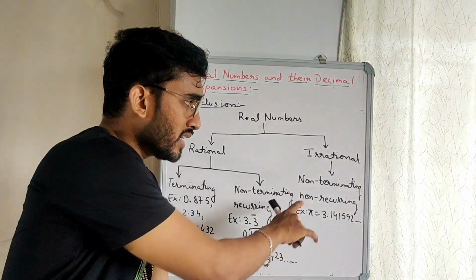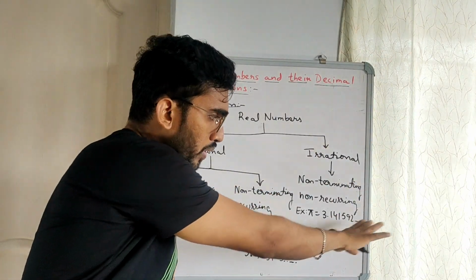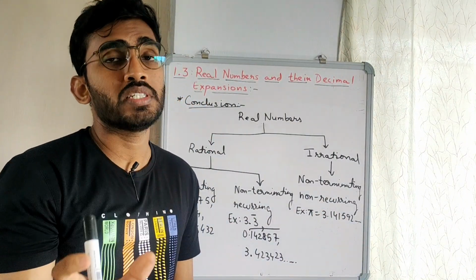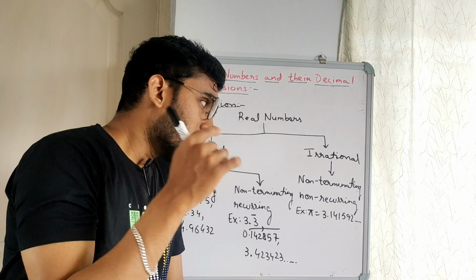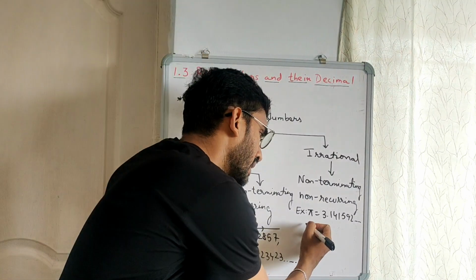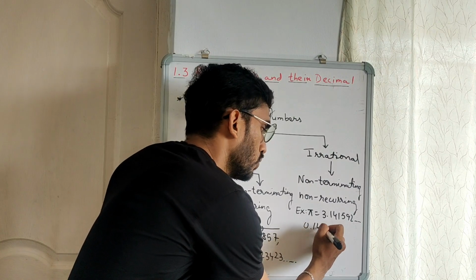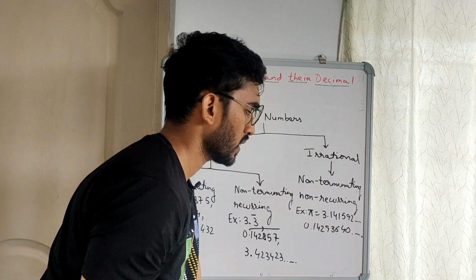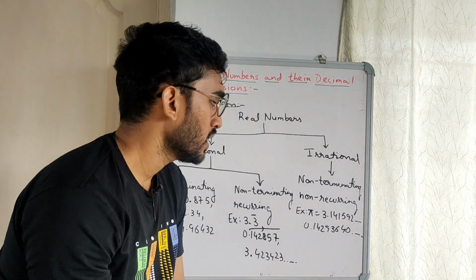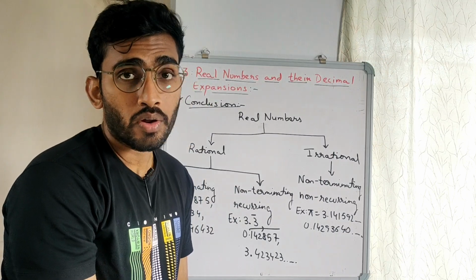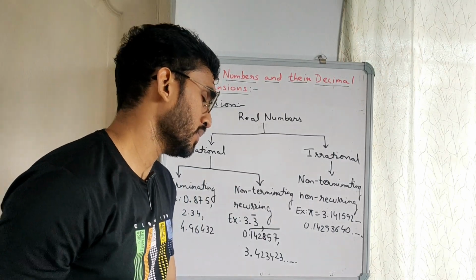So that will be considered as non-terminating, it is going to continue forever, and also it is non-reoccurring because a block of digits is not repeating. So that type of number will be considered as what? Irrational number. Okay, let's say if I write 0.1429364 and so on. Randomly I wrote any numbers and I put dot dot dot, which indicates it is non-terminating and non-reoccurring. It is an irrational number.